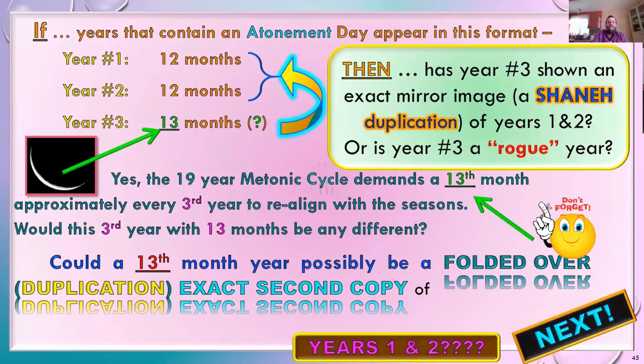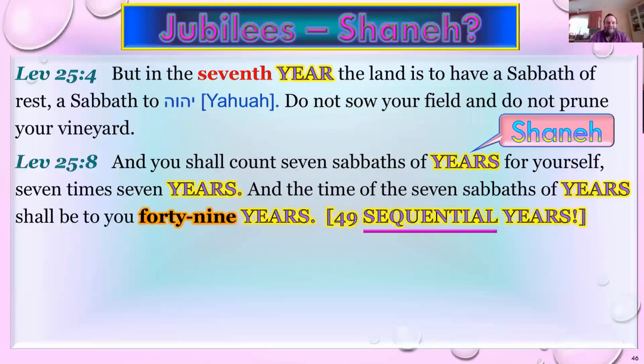What's next? Jubilees. This is a good one. This is absolutely fabulous. Leviticus 25:4. But in the 7th year, Shanei, the land is to have a Sabbath of rest, a Sabbath to Yahuwah. Do not sow your field and do not prune your vineyard. Verse 8, and you shall count 7 Sabbaths of years, that is Shanei, for yourself. 7 times 7 Shanei years. And the time of the 7th Sabbath of Shanei years shall be to you 49 Shanei years. That is 49 sequentially operating years.